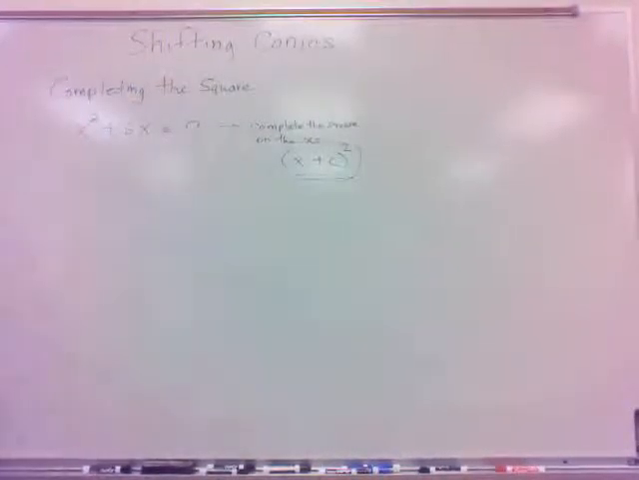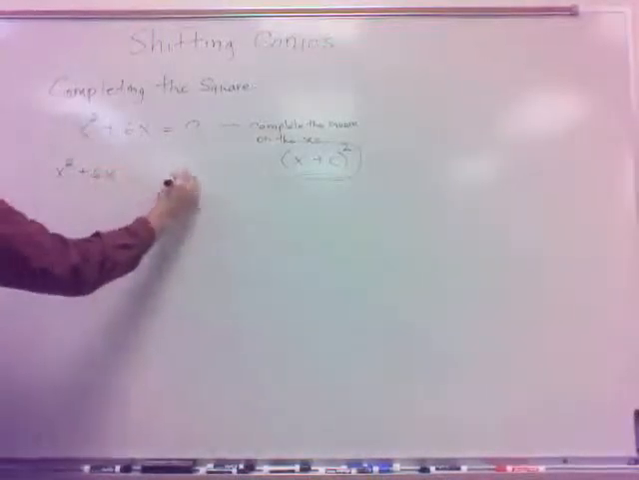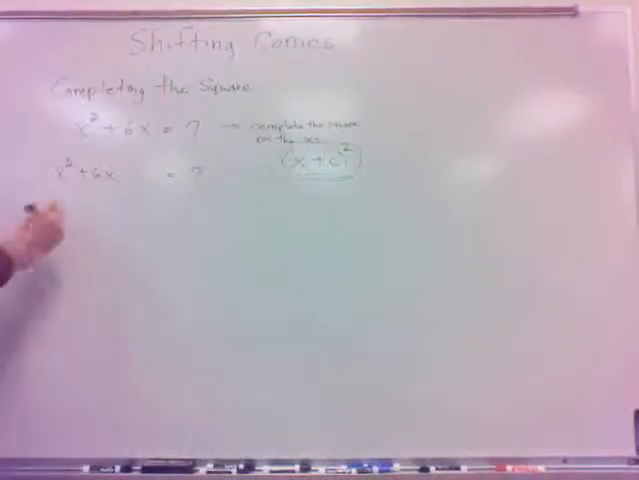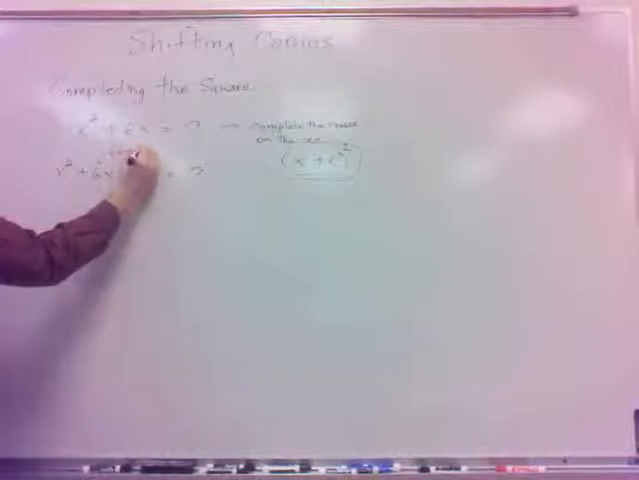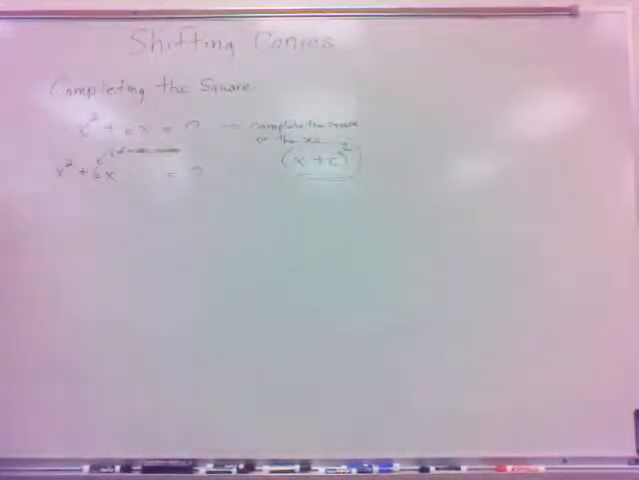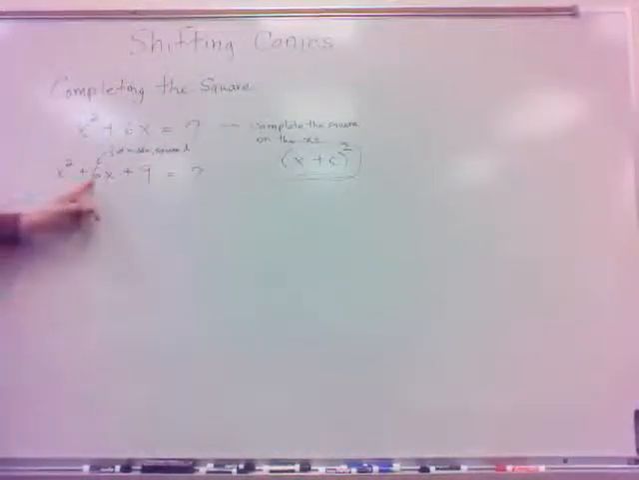And here's how I do that. I'm going to take the left-hand side here and add a number to it. And here's the number I'm going to add to it. I'm going to take half of the middle coefficient, and then square it. So half of 6 would be 3, and then square 3, you got 9. See where we get that? Half of 6 is 3, and then I'm going to square that to get 9.